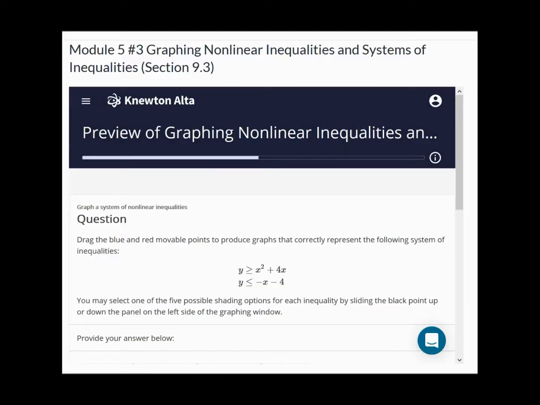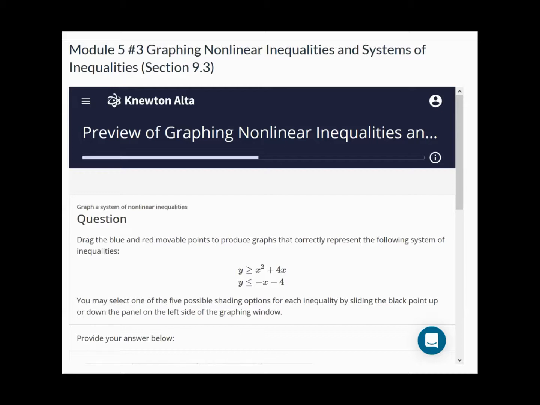All right, folks, what I have here is a typical question that shows up in this homework section. Notice this is Module 5, homework number 3, graphing nonlinear inequalities and systems of inequalities. There are several types of problems in this section. One type is they just get you to graph one nonlinear, maybe even a linear inequality, not a system. What I have here is a system. And in other types of problems, they give you the graph, and then you have to select which system it is. This is the one I wanted to show you, though.